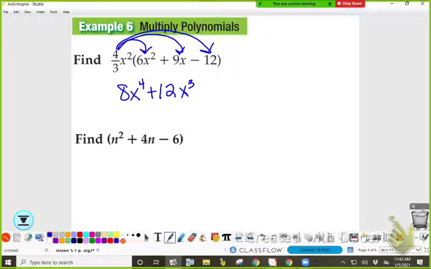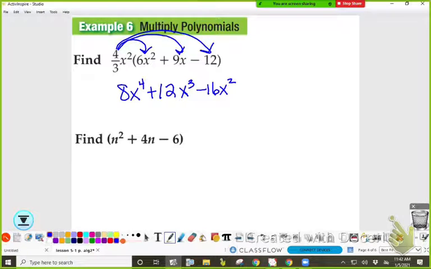4/3 x squared times negative 12. Negative 16 and then x squared, because the 4/3 has an x squared with it, but the 12 didn't, so you have to keep it with the answer. Okay, that's the distributive property.